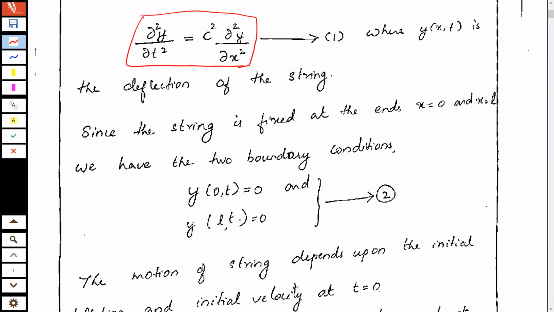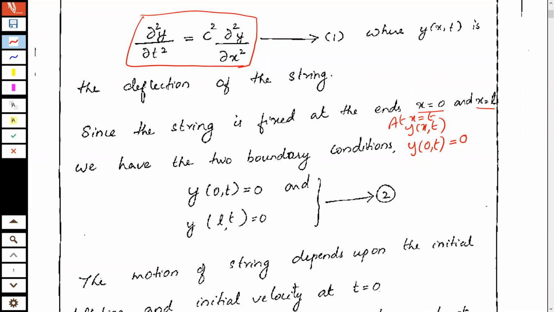Since the string is fixed at the ends x = 0 and x = L, there is no displacement for the point at x = 0. Therefore, at x = 0, y(x,t) becomes y(0,t), and since it is tied, the value of displacement is equal to 0 at any time.